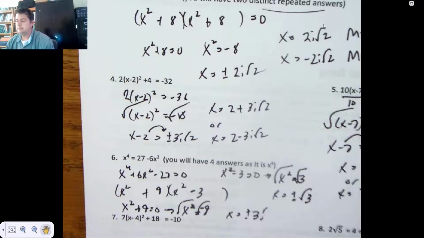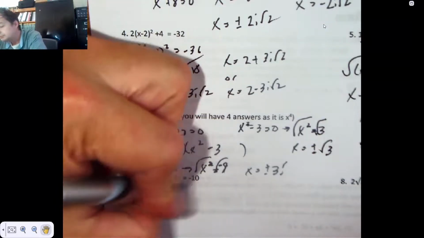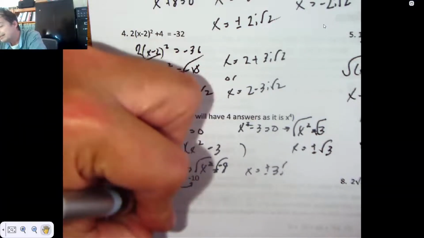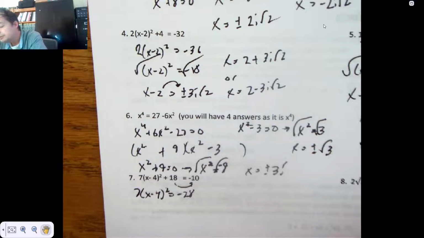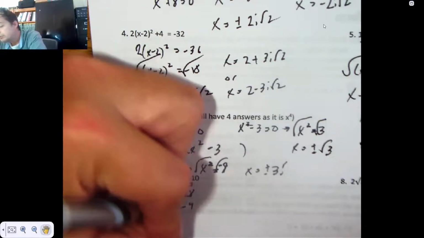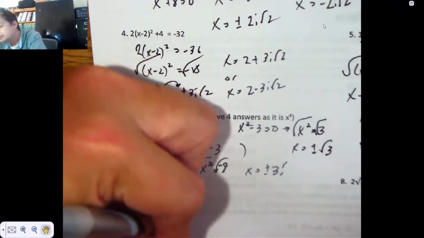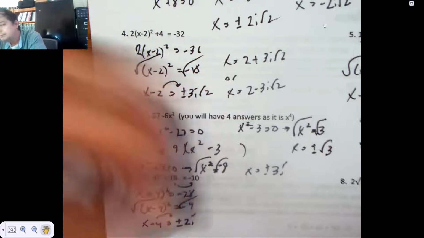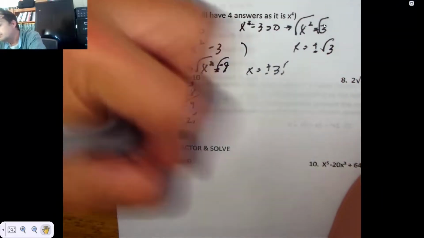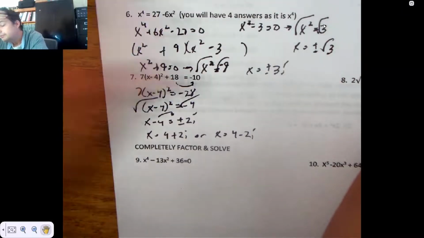Number 7. Number 7 is a lot like number 20 was on the test you just took. Take away 18. 7 times x minus 4 squared is a negative 28. Divide through by 7. X minus 4 squared is a negative 4. Take the square root to both sides. X minus 4 is plus or minus 2i. Add the 4. X is 4 plus 2i, or x is 4 minus 2i. Again, notice those are conjugates of each other.